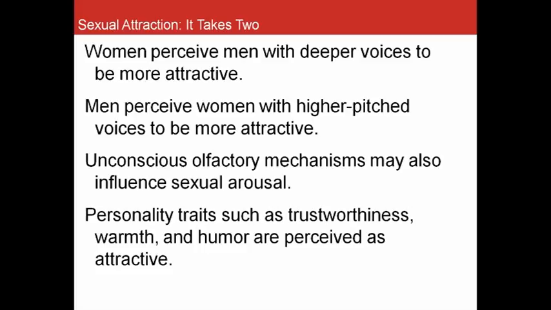Personality traits also come into play. Trustworthiness, warmth, and a good sense of humor are perceived as attractive. Notice a lot of these can also be traced to evolutionary adaptive traits. If you want to mate with someone and have a child, trustworthiness is important. Warmth, being able for males to display that they're, for example, willing to take care of the offspring, as well as engage with other people.